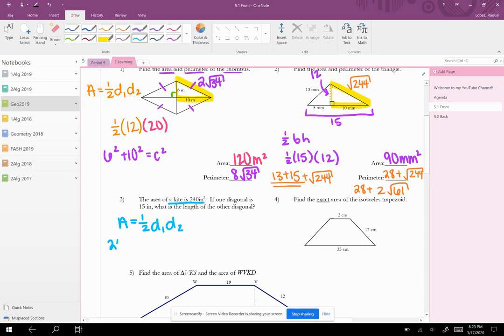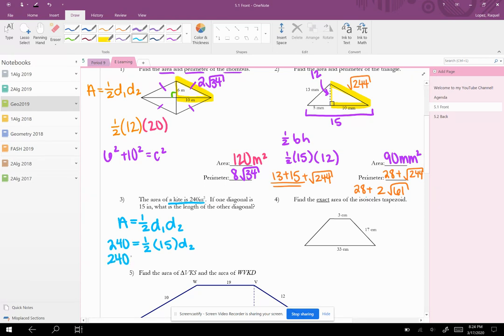So I know that the area is 240. So we're going to do 240 equals 1/2. One of the diagonals is 15. So I'm going to put 15 for diagonal 1. And we're trying to find diagonal 2. Okay, so that's our setup. We've set it up and we can go ahead and simplify.